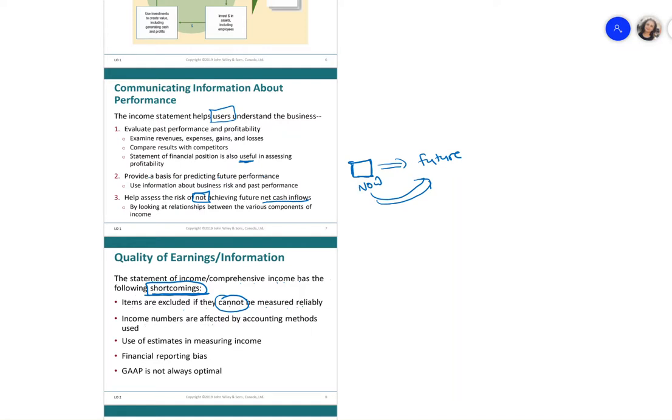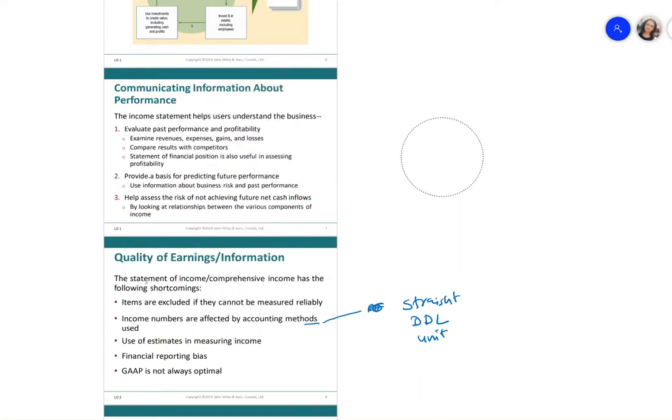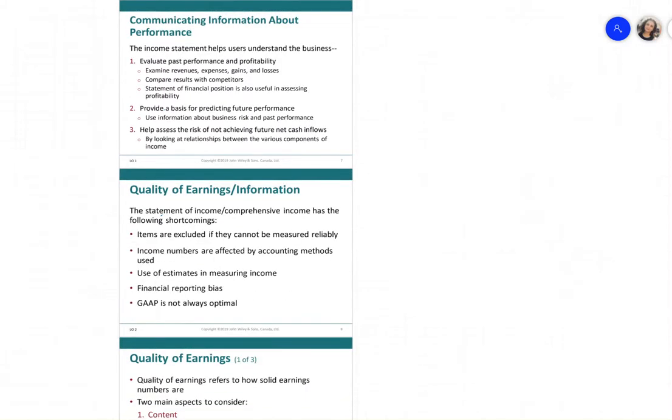Income numbers are affected by the accounting methods used. For depreciation, we could be using straight line, a double declining method, or units of production. The numbers we arrive at are affected by the different methods. Depreciation under straight line will be different from under double declining. If the company was following a CCA method, it will be different again.